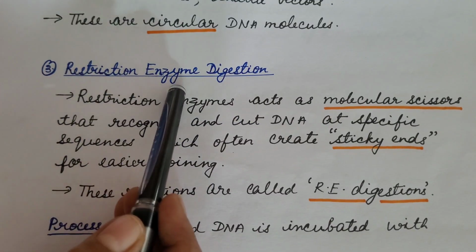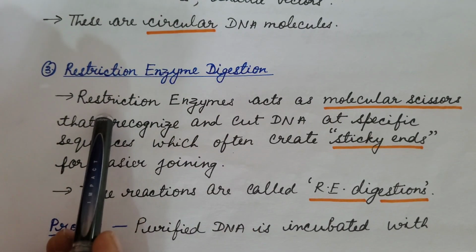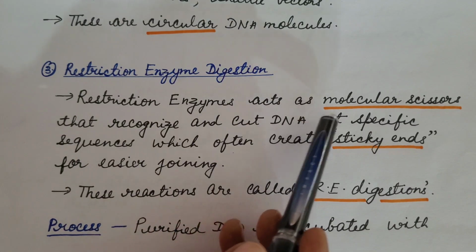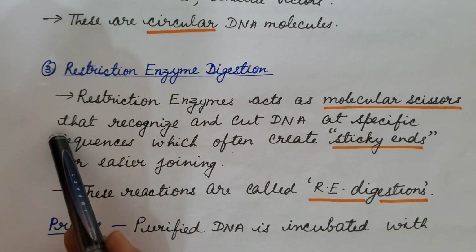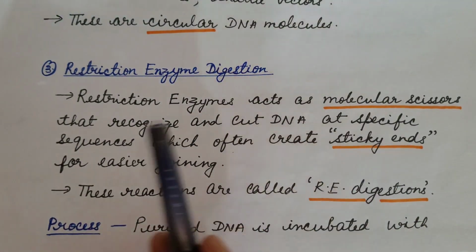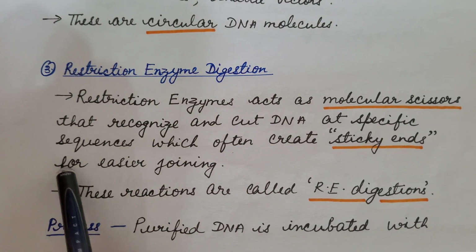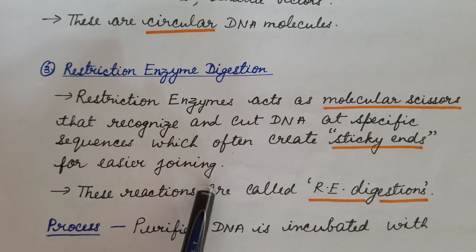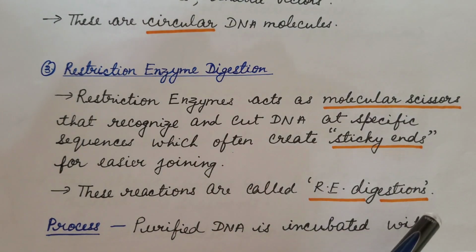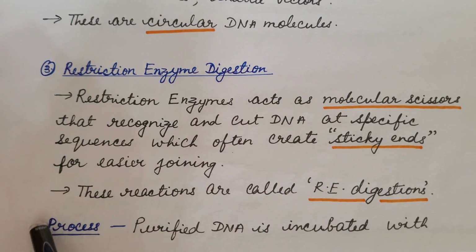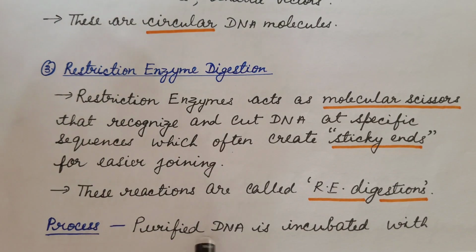Now third is restriction enzyme digestion. Restriction enzymes act as molecular scissors that recognize and cut DNA at specific sequences, which often create sticky ends for easier joining. These reactions are called restriction enzyme digestions. Let us see the process of restriction enzyme digestion.